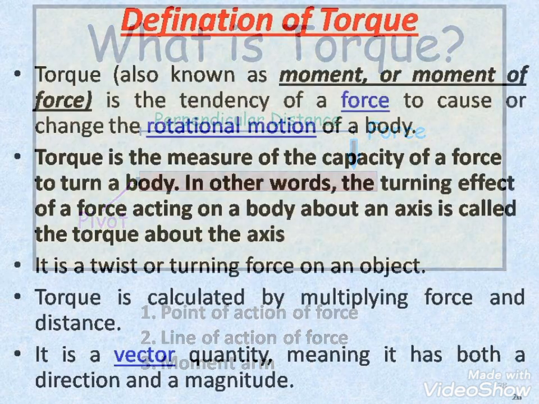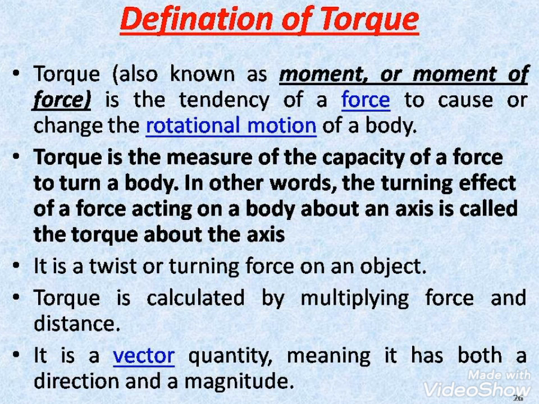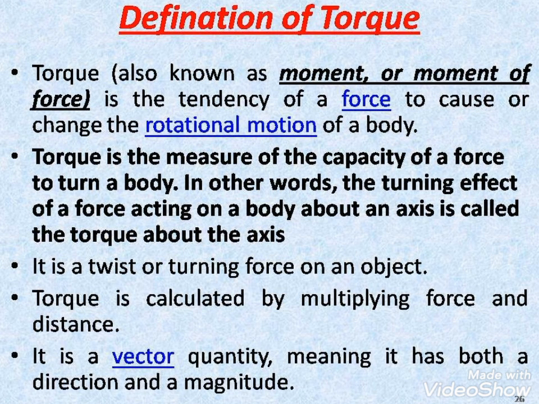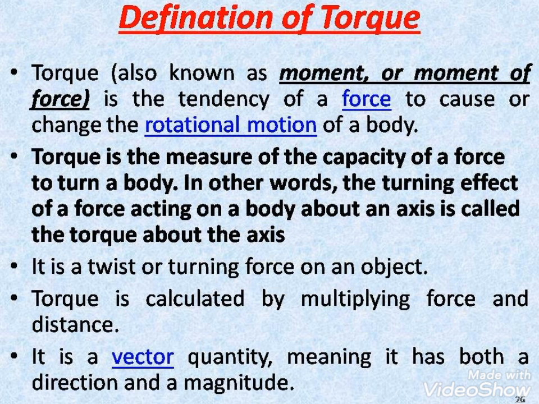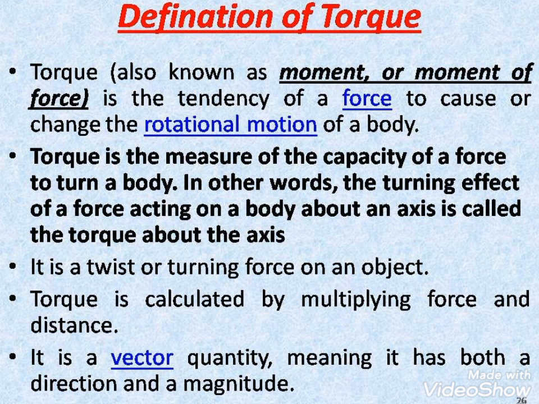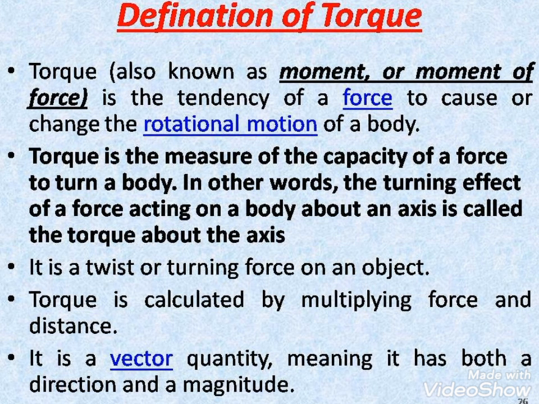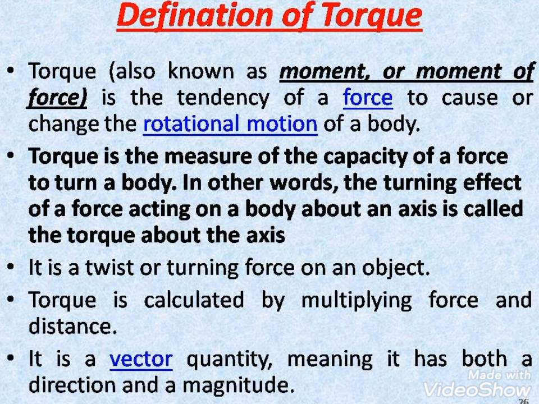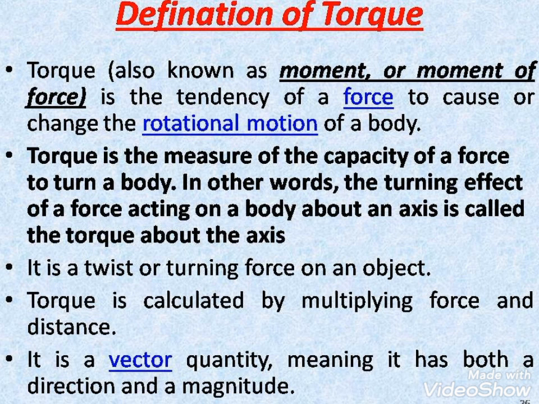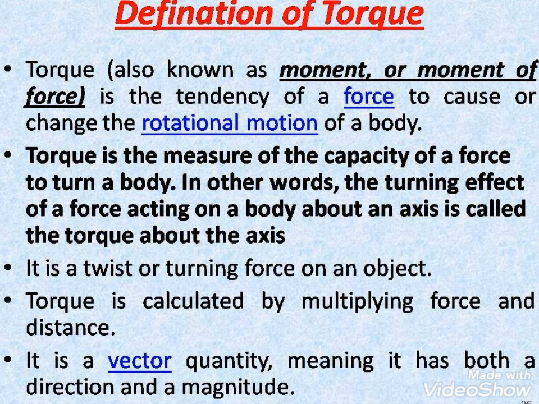Now what is then torque? Torque is the measure of the capacity of a force to turn a body. If I am applying a force on a body which is fixed at a particular point, then this brings about a turning effect on it, and this is called as your torque. In other words, turning effect of a force acting on a body about an axis is called the torque about the axis. Now, it is a twist or turning force on an object, and how can we calculate it? By multiplying force and distance.